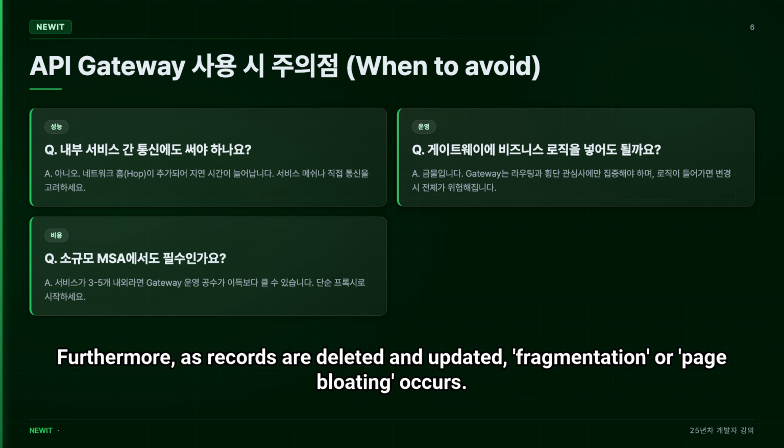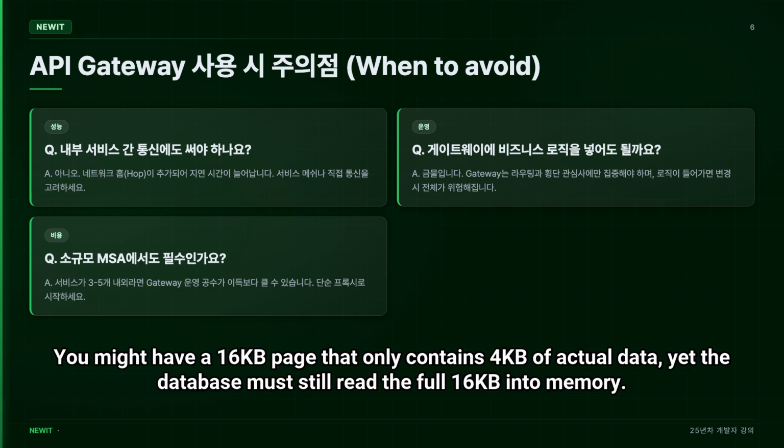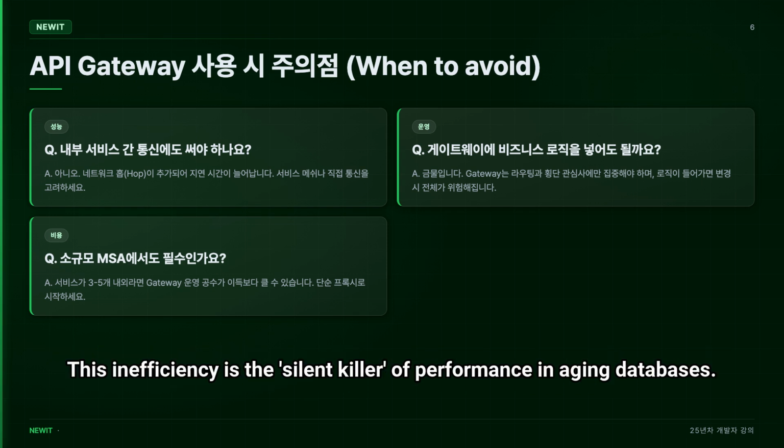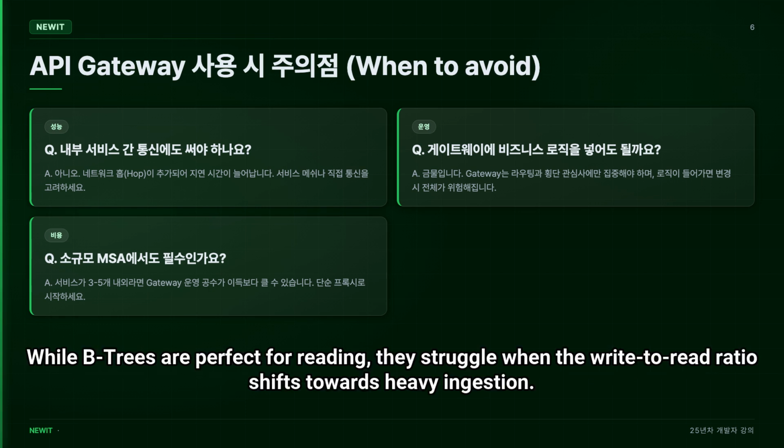Furthermore, as records are deleted and updated, fragmentation or page bloating occurs. You might have a 16 KB page that only contains 4 KB of actual data, yet the database must still read the full 16 KB into memory. This inefficiency is the silent killer of performance in aging databases. While B-trees are perfect for reading, they struggle when the write-to-read ratio shifts towards heavy ingestion.